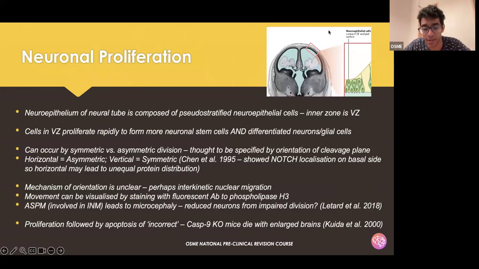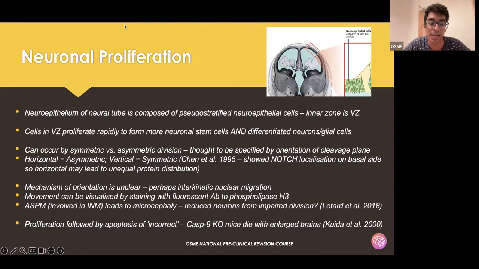Okay. So then we can think about neuronal proliferation. We've done our early patterning, now we're on to proliferation. The neuroepithelium is composed of neuroepithelial cells that are pseudostratified in nature. The cells closer to the inside are where you're going to develop your CSF system, and on the outside are the bits facing the meninges and the pia more broadly. The inner part is called the ventricular zone, and the outer part is the pial layer. The cells in the ventricular zone go on to proliferate rapidly to form neuronal stem cells as well as more differentiated neurons.